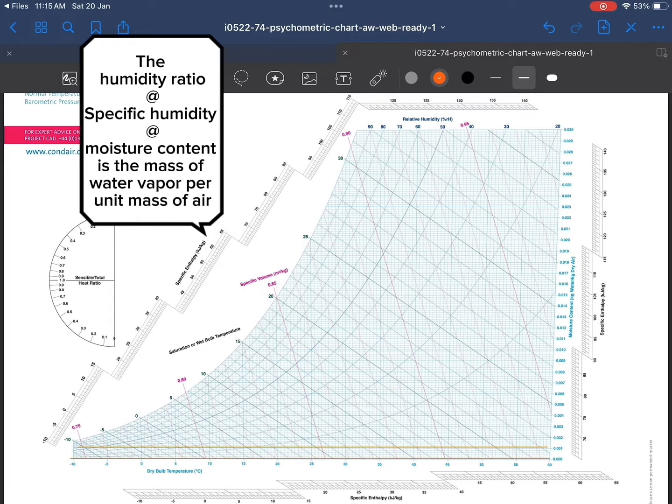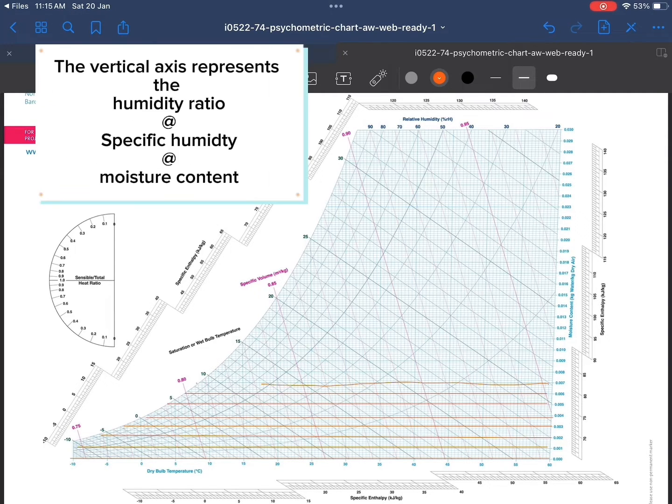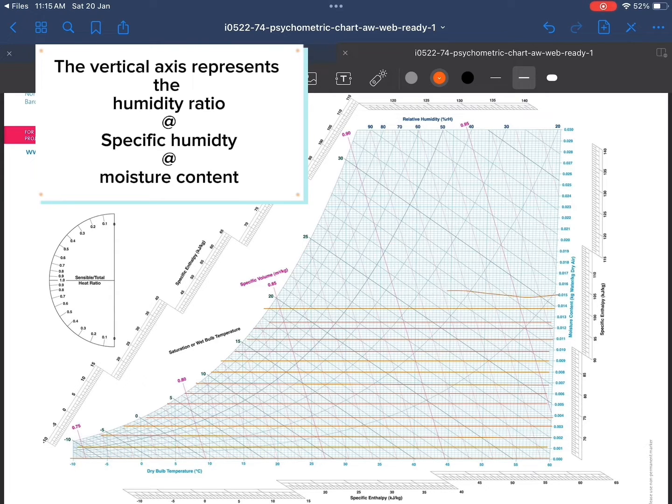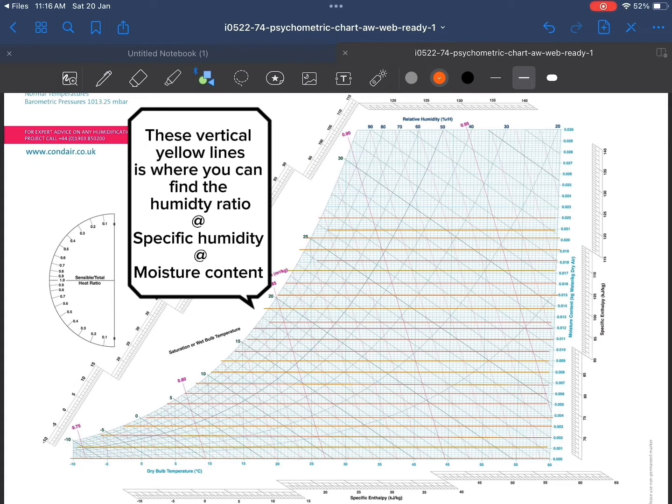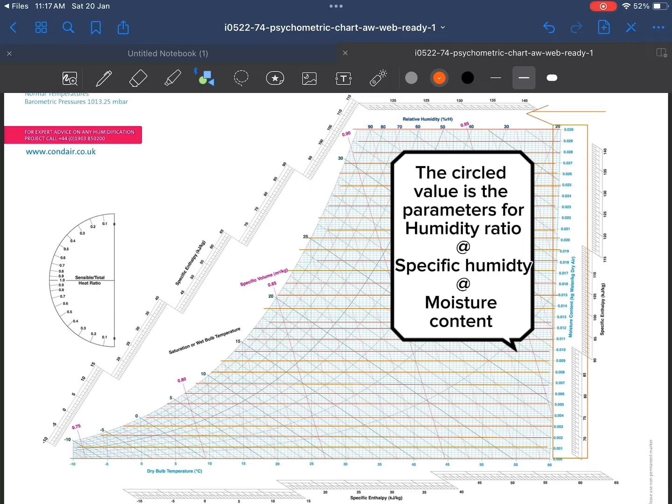The humidity ratio, or specific humidity, or moisture content, is the mass of water vapor per unit mass of air. The vertical axis represents the humidity ratio. These vertical yellow lines are where you can find the humidity ratio. The circled value here is the parameter for humidity ratio.